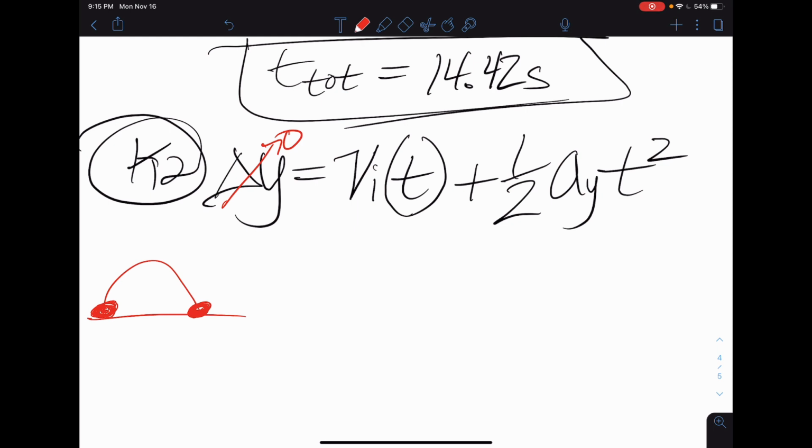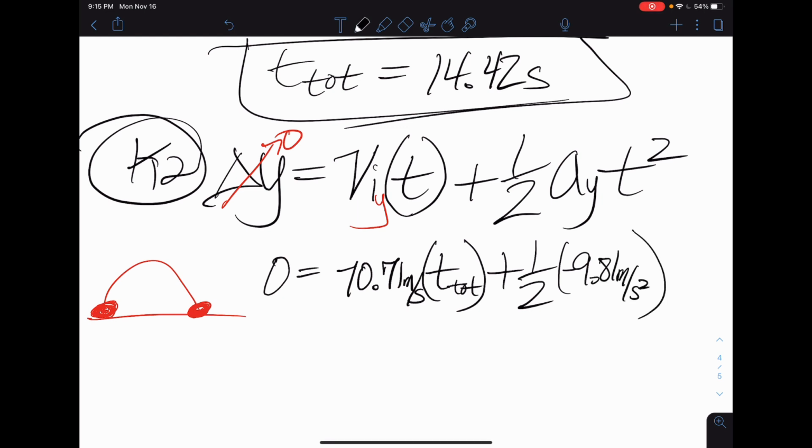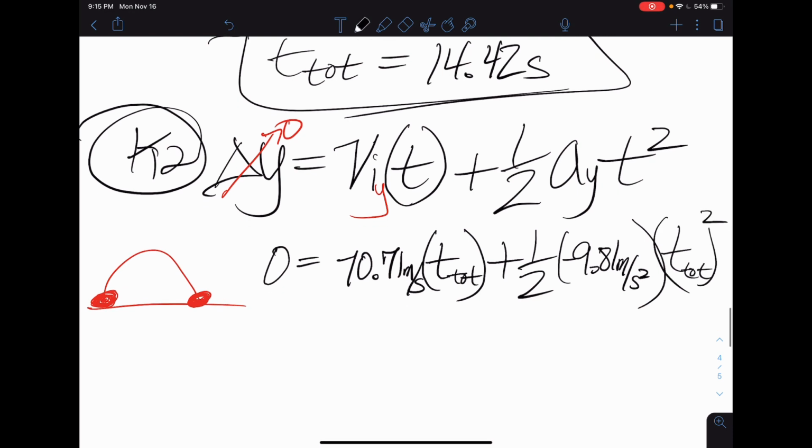This is VIY, by the way. Let's go ahead and write the rest of it then. So we're saying 0 is equal to 70.71 meters per second times t total plus 1/2 times negative 9.81 times t total squared. Ooh, gross. All right, looks kind of nasty, right?